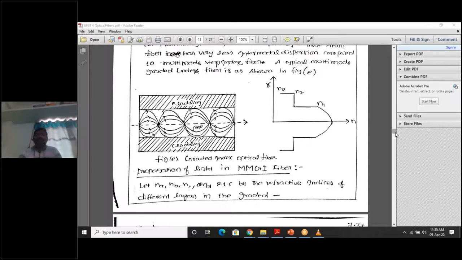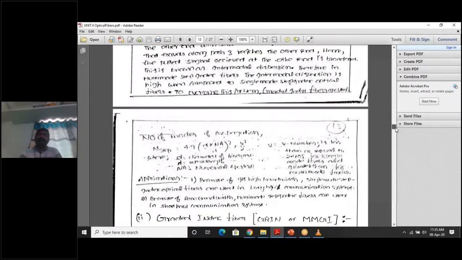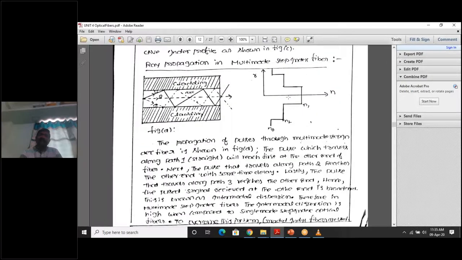In the step index optical fiber, the refractive index of the core is represented with a straight line. Similarly, the refractive index of the cladding is represented with a straight line, which means that the refractive index N2 is uniform throughout the cladding. At every point in the cladding, the refractive index is N2. In every part of the core, at this point, this point, or this point, the refractive index is N1. That is the meaning of the straight line.